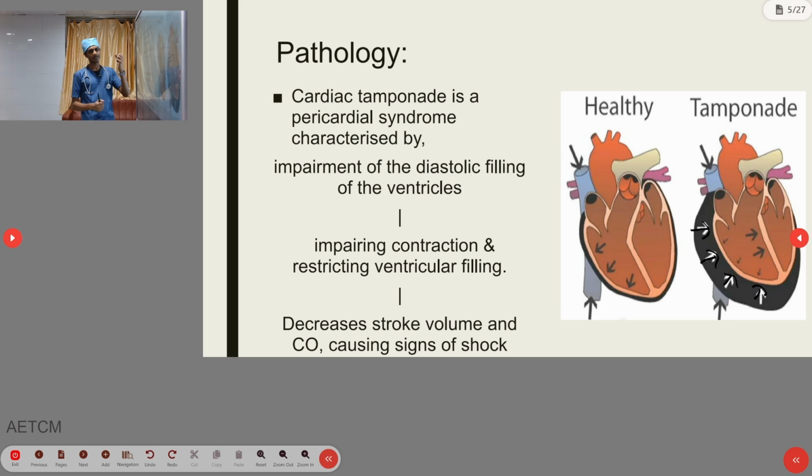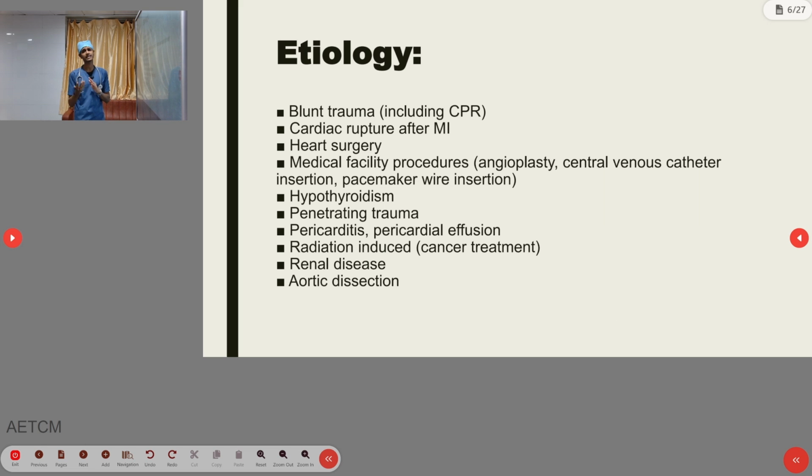If diastole is prevented, whatever venous return is coming from the systemic circulation will be impeded, so venous return will reduce. If venous return reduces, it will cause decreased stroke volume. Input reduces, so output will also reduce. It will cause low cardiac output and then signs of shock. So what might be the etiology?